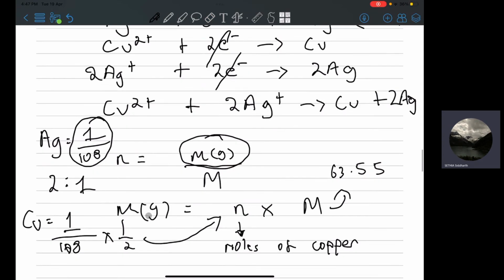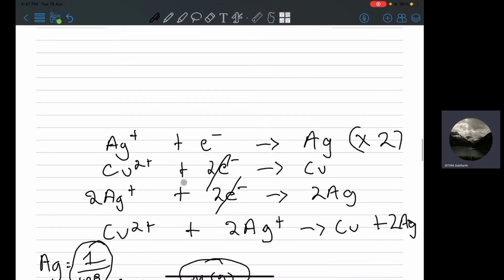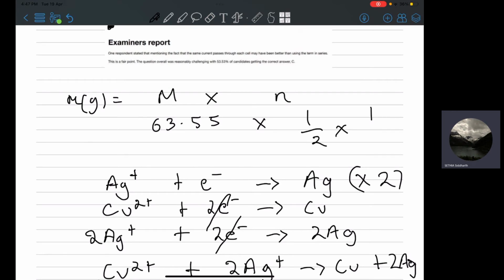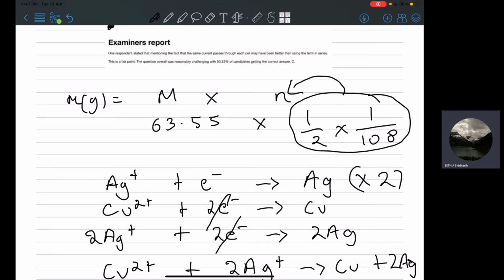This equation over here, this big equation over here, where mass in grams is equal to molar mass times number of moles. We know that molar mass is equal to 63.55, and we know that the number of moles is half times 1 over 108. And this is the number of moles of copper, and this is the molar mass of copper.